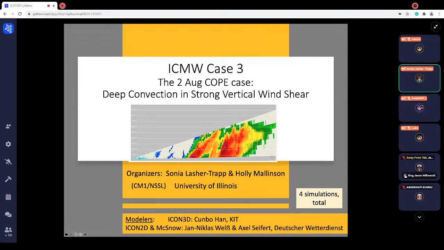This is case 3. It was a line of deep convection and strong vertical wind shear based on the 2 August COPE case. Myself and Holly Mallison here at the U of I were the organizers, and I had already published the CM1 NSSL run. And then we had 2 other groups of participants: Tunbo Han from KIT, who ran the ICON 3D model with 2-moment bulk microphysics, and Jan Nicholas Wells and Axel Seifert of the German Weather Service, who had submitted 2 simulations, both with ICON 2D, with bulk double moment microphysics and then with McSnow. So we had 4 simulations total to compare here.